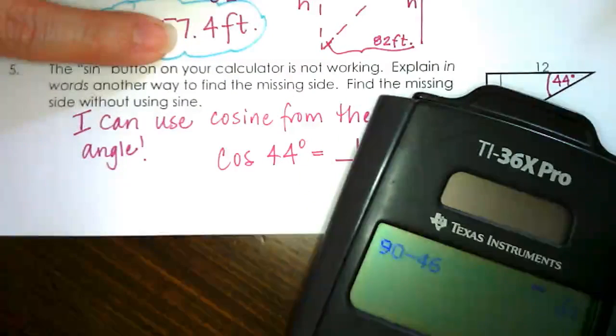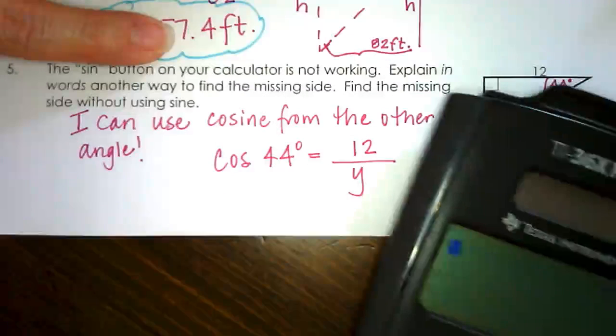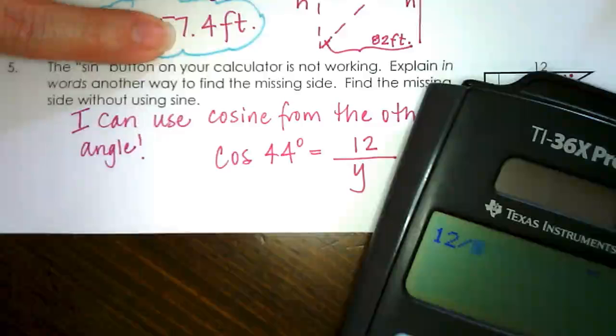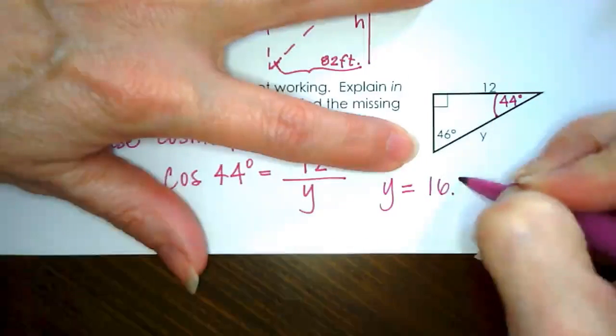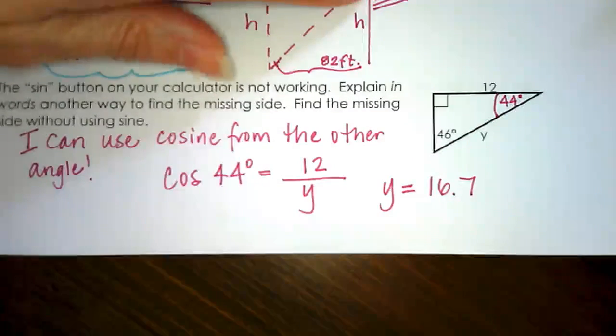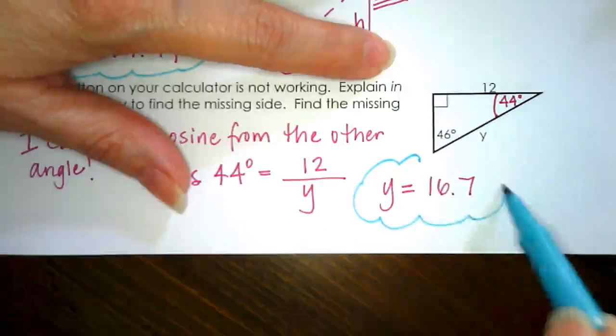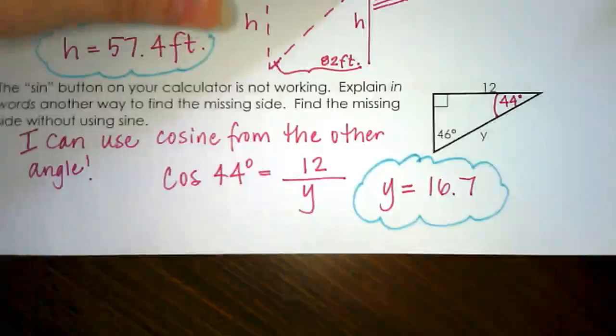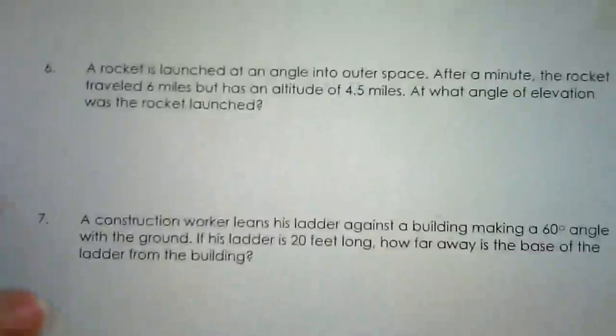So let me clear this out of the way. So 12 divided by the cosine of 44 degrees will give us 16.7. We don't have a unit. So that's it, 16.7. So that's our hypotenuse. Alrighty. All right, on to page 2. Whoops, sorry. I'm going to make you dizzy.